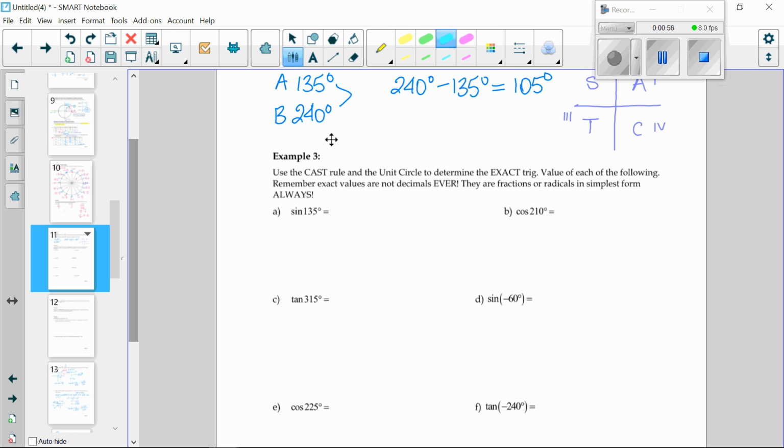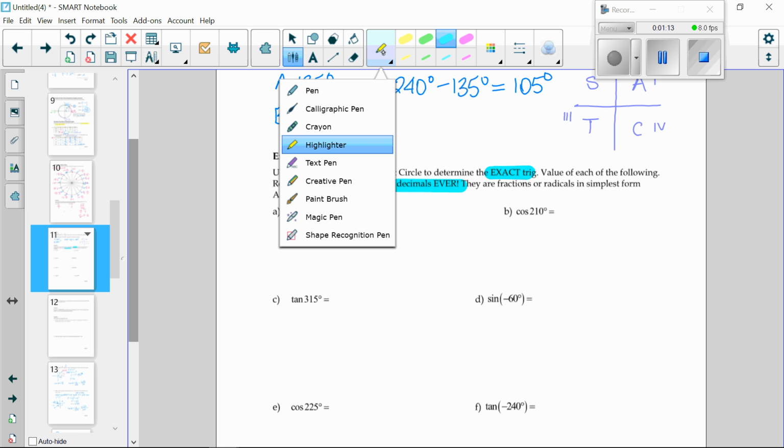Ever, ever, ever. Okay? So no decimals. They are fractions or radicals in simplest form always. Now, there are some exceptions to it. We'll discuss that a little later on.